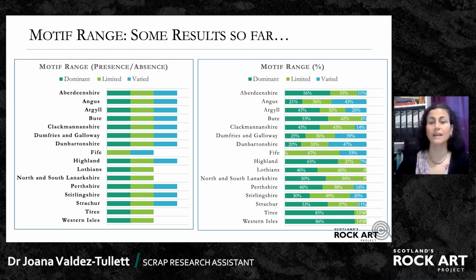It's interesting to note that Angus, without being one of the regions with a limited presence of motif types, as seen in the motif classification, presents 43% of compositions involving varied arrangements of motifs. Whilst in Argyll, for instance, where we know about all the big rocks in Kilmartin, we only have 26% of these panels with varied compositions, which is a similar result for Perthshire and Stirlingshire, Dumfries and Galloway, and so on.